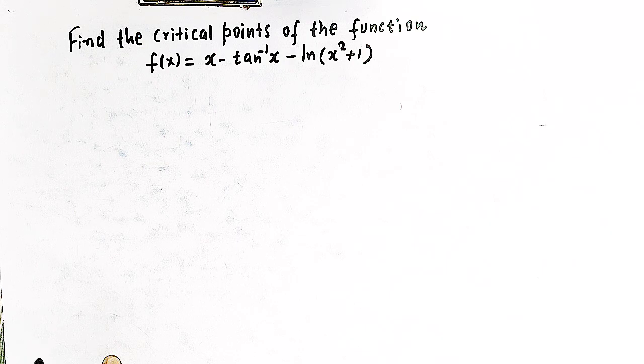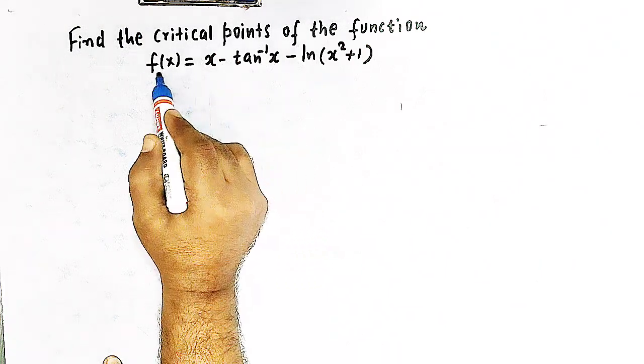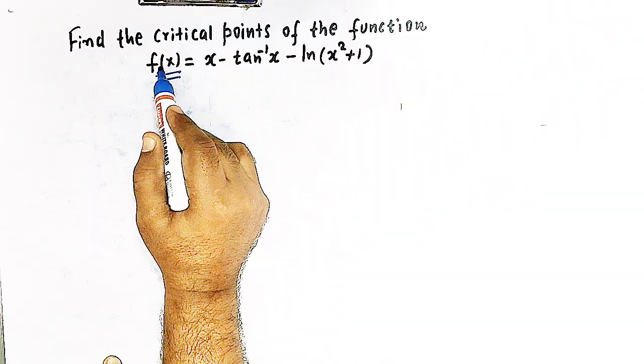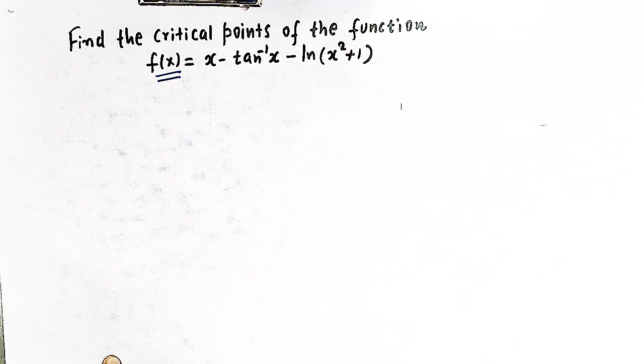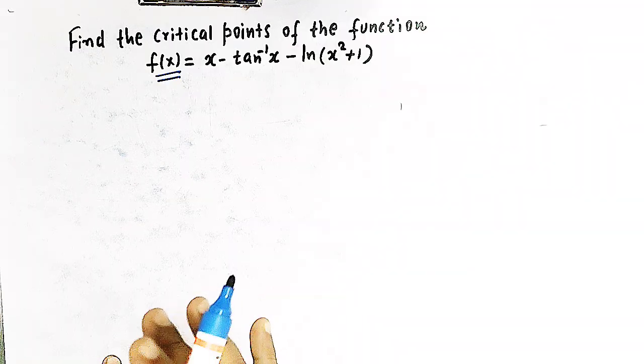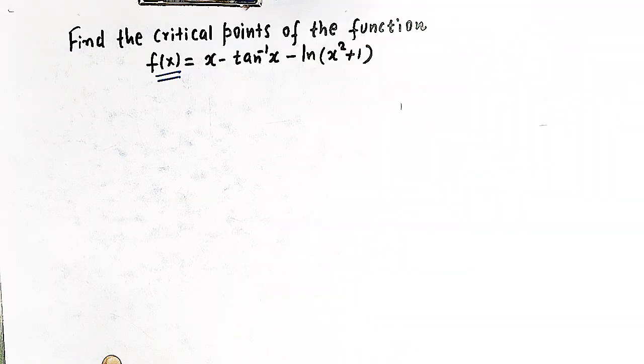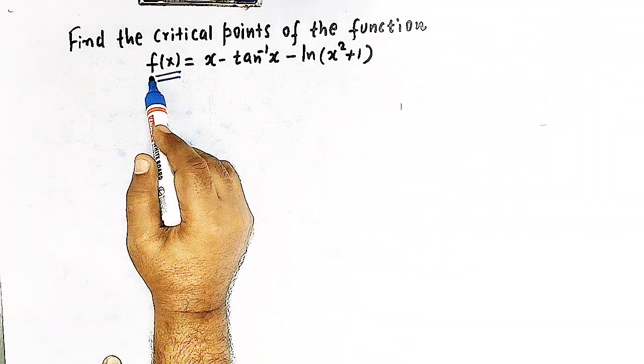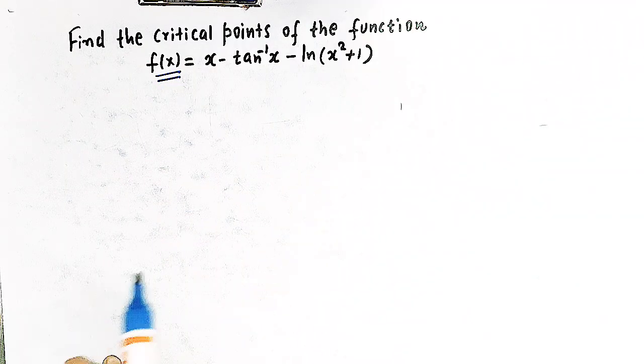So the critical point of a function is a point in the domain of the function, say f of x, where the first derivative, that is f prime of x, is 0 or it is not defined, right? So the critical points of the function must belong to the domain of the function, right?